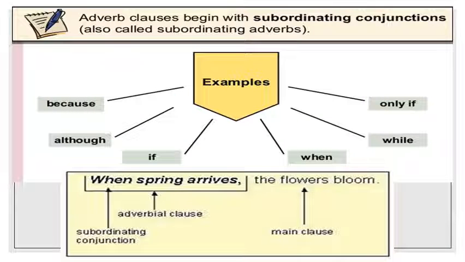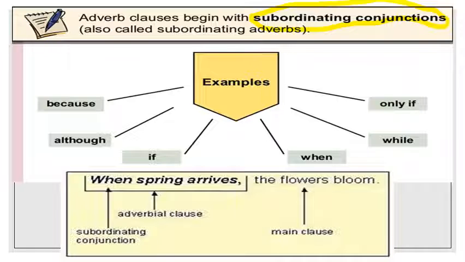Usually these adverbial clauses are preceded or initiated by subordinating conjunctions. It's very essential to have subordinating conjunctions because they tell us the meaning of the clause that you are writing. Some examples of these subordinating conjunctions are because, although, if, when, while, and only if. And as I said, each one of them has a different meaning according to the type of the adverbial clause.